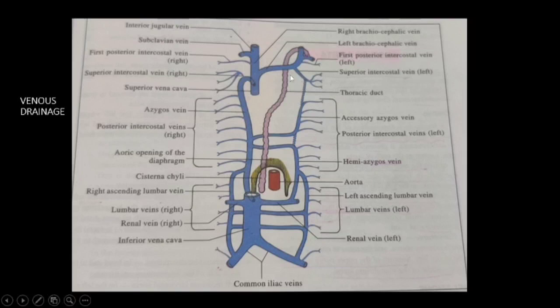The rest of the veins on the right side, from the 5th to the 11th, drain into the azygous vein. On the left side, the 5th, 6th, 7th and 8th drain into the accessory azygous vein, whereas the rest of them drain into the hemiazygous vein. It is a bit confusing, so if you try to learn this diagram, it will be easier for you.